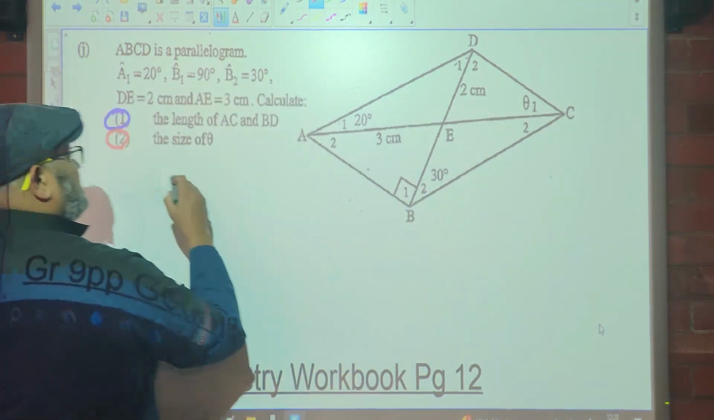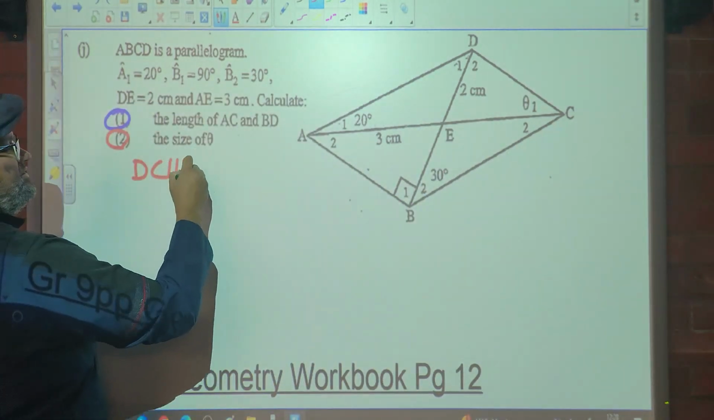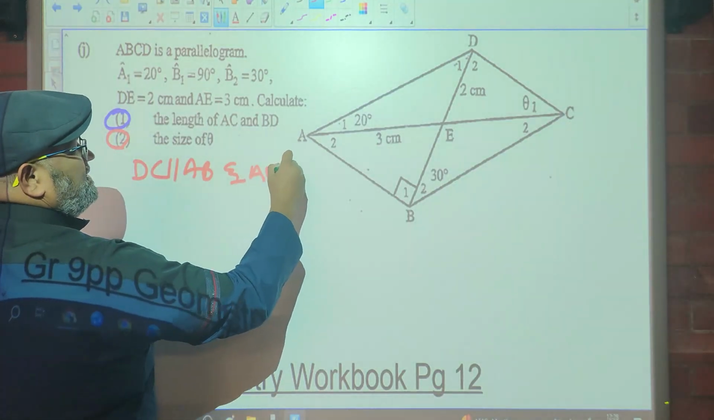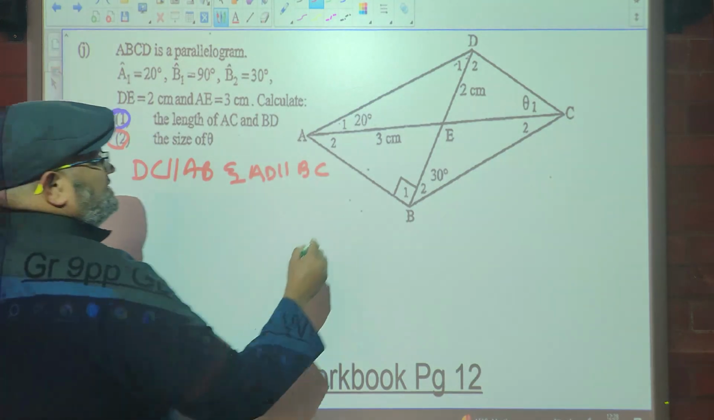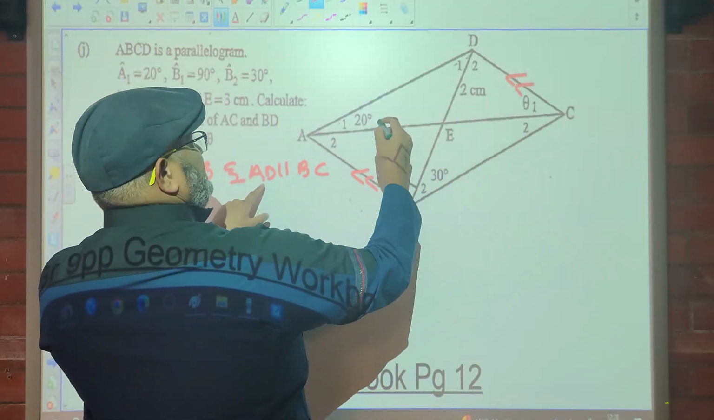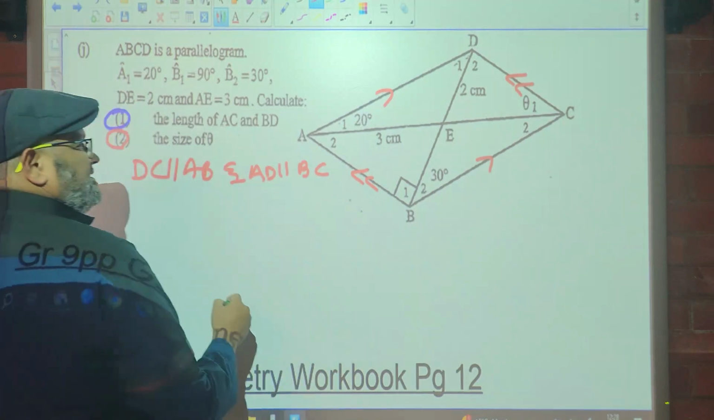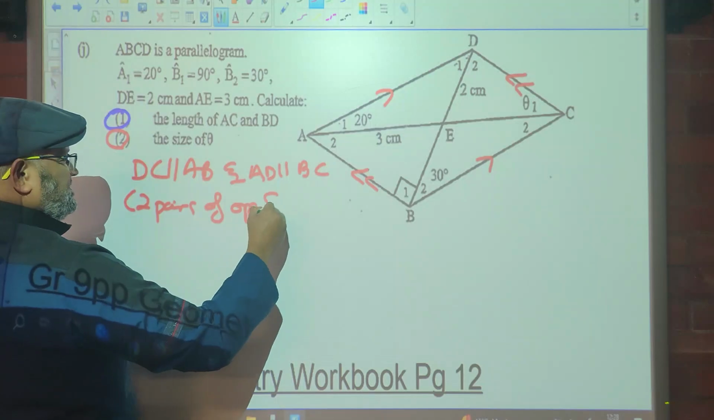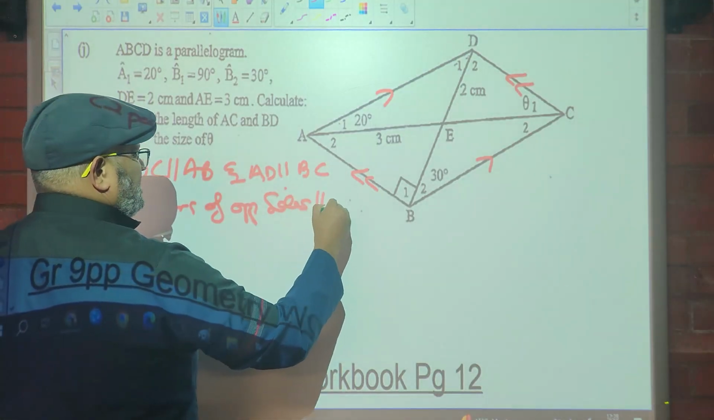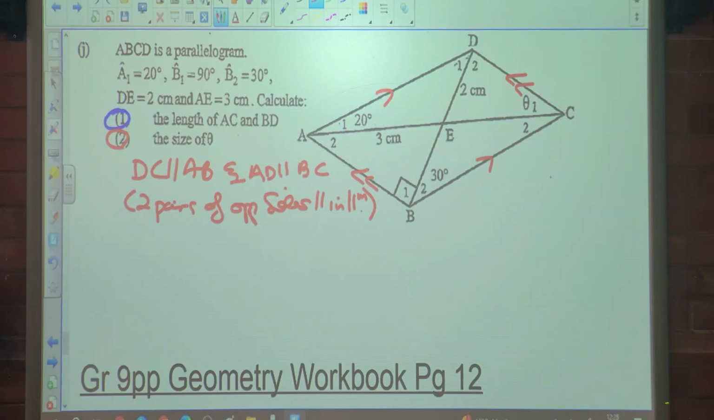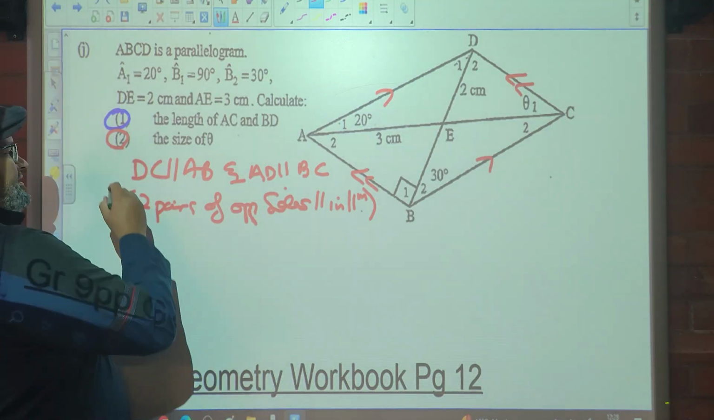So firstly we need to say that DC is parallel to AB and AD is parallel to BC. Why? Because two pairs of opposite sides parallel. Okay. Or you can write each one individually, or separate. That's the first thing.